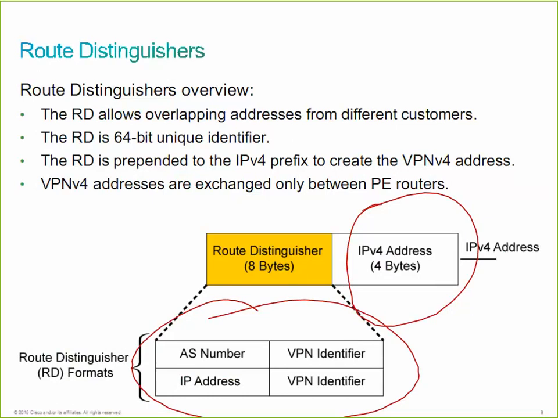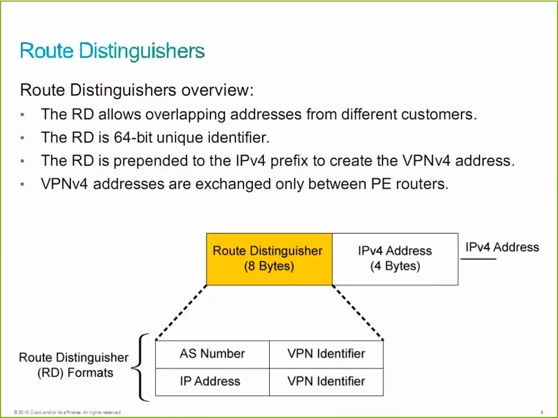I'm not completely versed in how the service provider chooses those numbers. I'm sure that there is a method that they use to choose these particular values. But the customer doesn't really have a choice as to what those numbers are. It's something that's chosen by the service provider to create this 64-bit unique identifier. Okay?